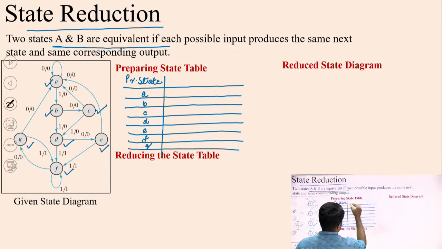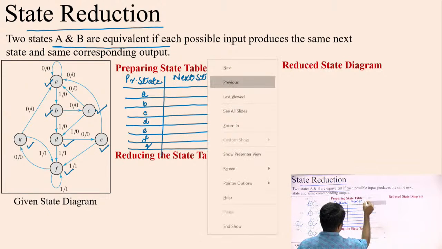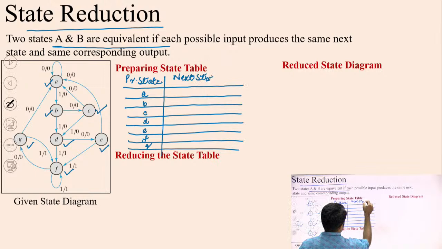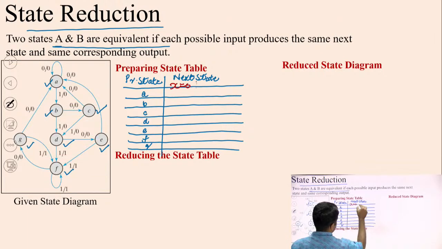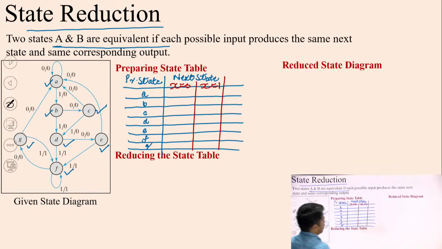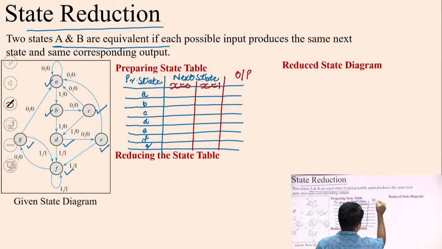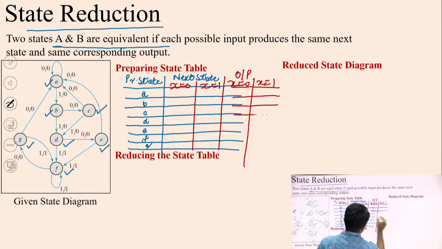Next state, now this next state can be different. If my input x is equal to 0, the next state will be different. If input x is equal to 1, the next state might be different, and in those cases the output can also be different. Output for x equal to 0 and output for x equal to 1. So this is the table which we are going to prepare.